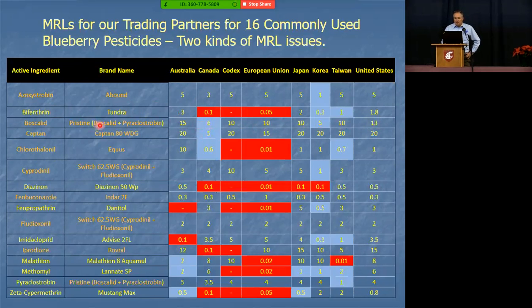It makes me think that maybe we shouldn't be using Pristine if you have the possibility of going into Canada, because their MRL is 16 and ours is 19. So anywhere you see a light blue or a red, that is what we call a trade irritant or an obstacle. And there are lots of blueberries that we could be selling, but we can't because of MRL issues.